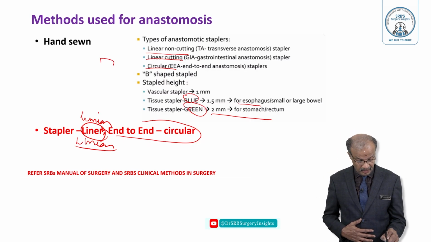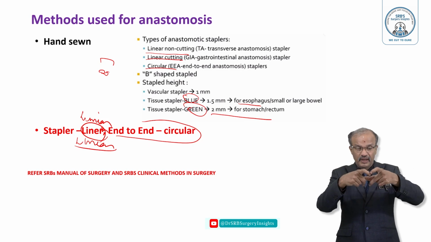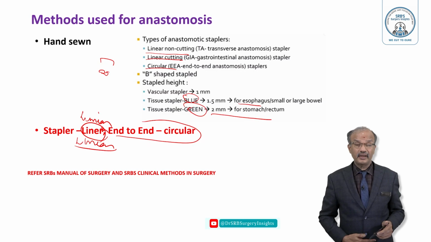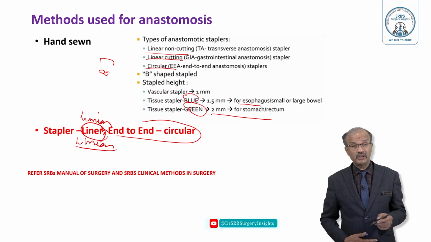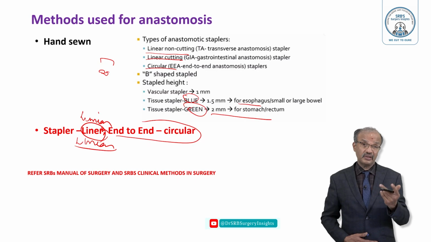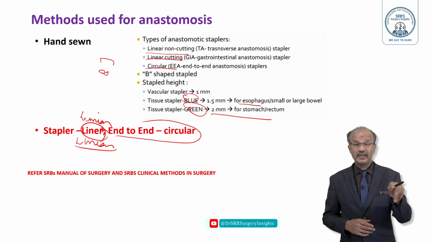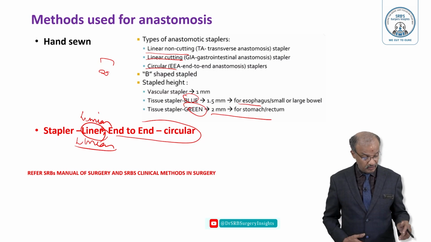All these staples become B-shaped. It is like this, and when you fire it, it will become like this, a B shape. So that holds very well, and the material is non-reactive, non-irritant, and actually strong. 2-layer and 3-layer staplers are there actually, 3-line staplers and 2-line staplers. So it holds very well.